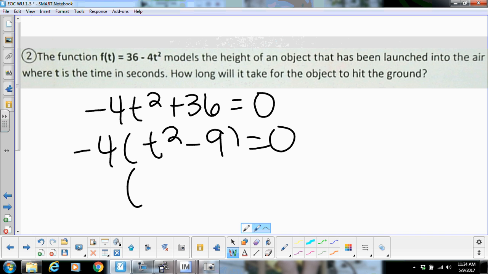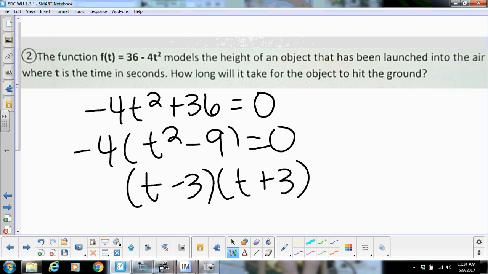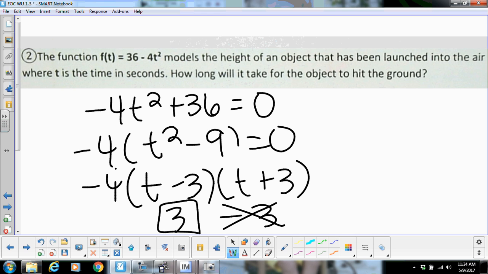And now I can factor here using a difference of squares. And whenever we set those equal to 0, we get 3 and -3. Throwing out the negative, your answer will be +3.